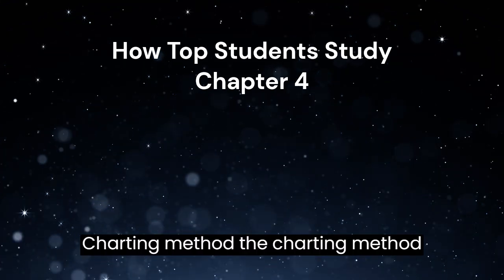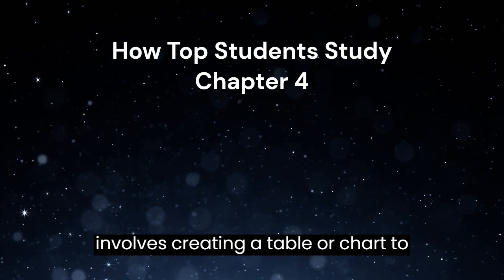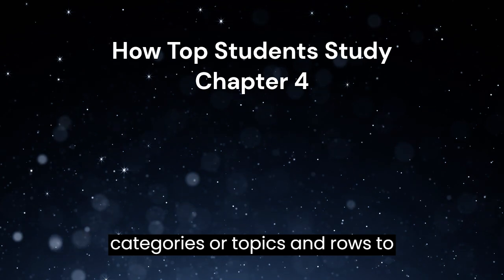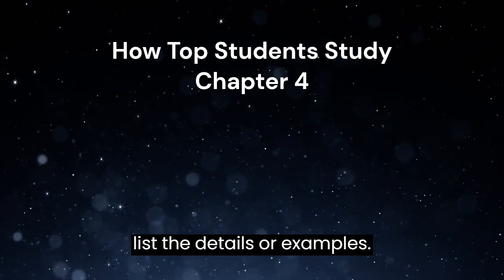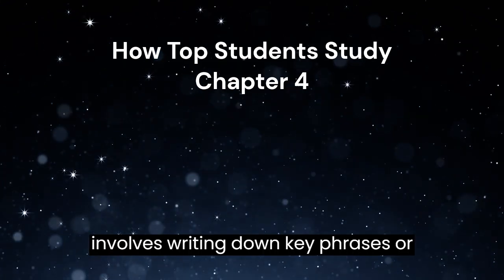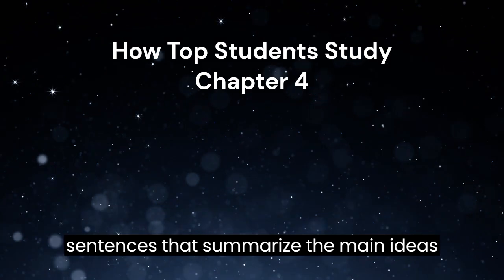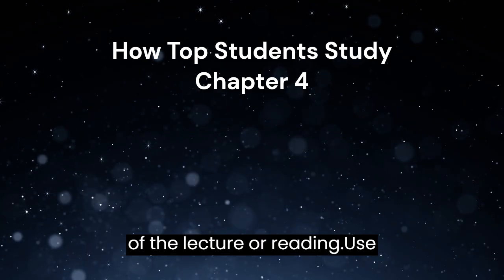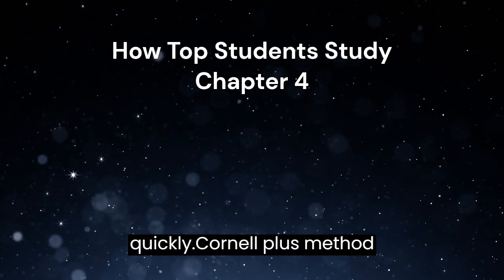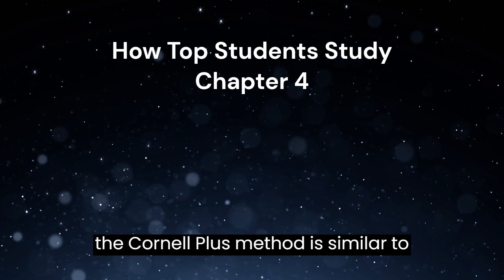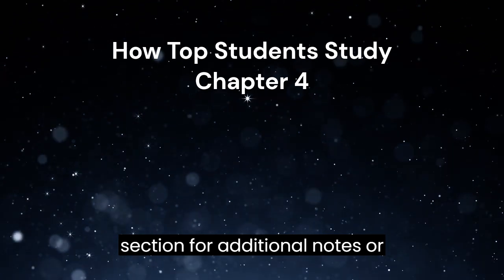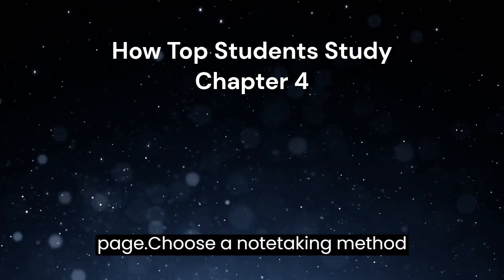Charting method. The charting method involves creating a table or chart to organize information. Use columns to label the different categories or topics, and rows to list the details or examples. Sentence method. The sentence method involves writing down key phrases or sentences that summarize the main ideas of the lecture or reading. Use abbreviations and symbols to take notes quickly. Cornell plus method. The Cornell plus method is similar to the Cornell method, but includes a section for additional notes or explanations on the right side of the page.